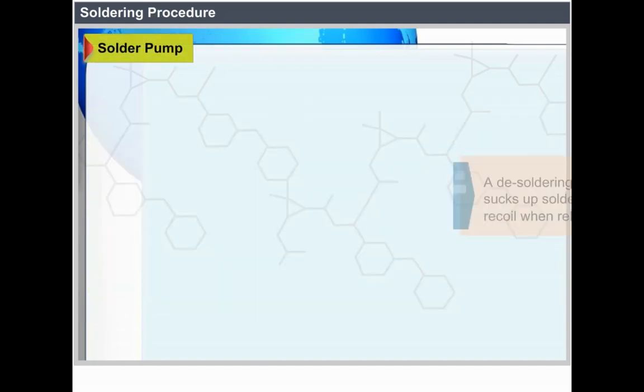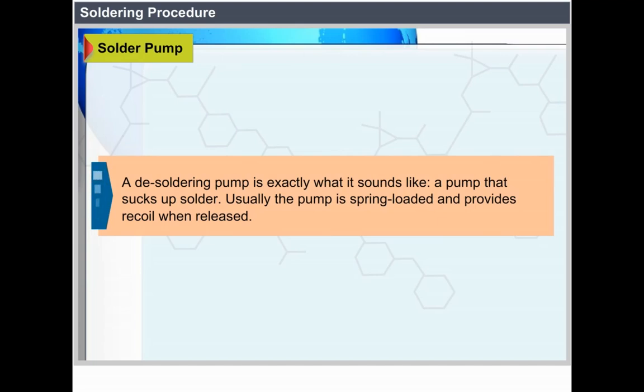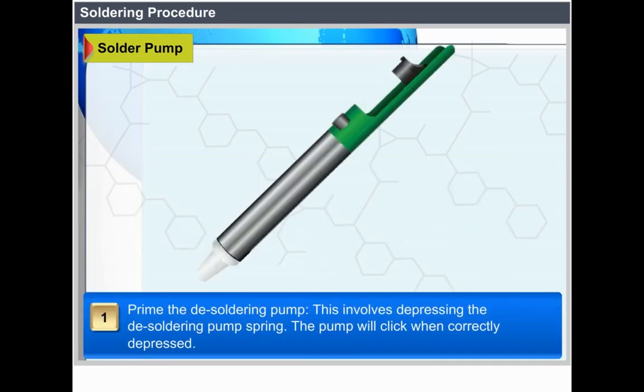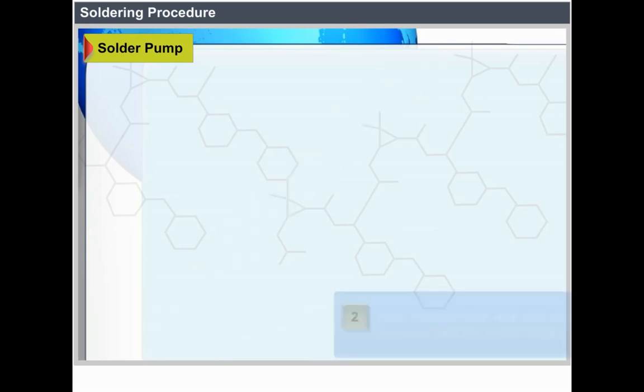Solder pump. A desoldering pump is exactly what it sounds like, a pump that sucks up solder. Usually the pump is spring-loaded and provides a recoil when released. The 4 steps below outline how to desolder a joint using a desoldering pump. Prime the desoldering pump. This involves depressing the desoldering pump spring. The pump will click and then stay depressed.